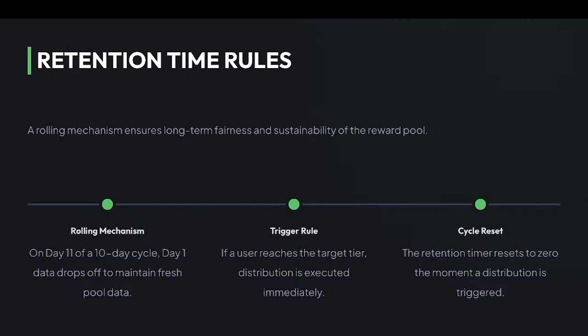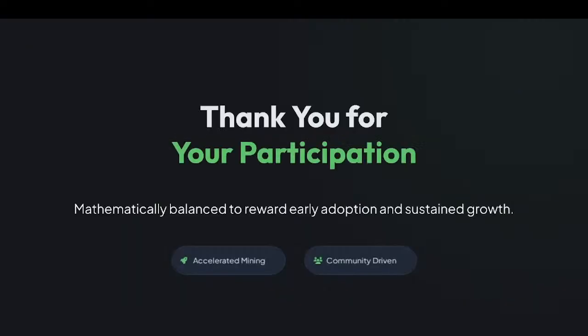to your wallet. So the fourth rule is the time reset. Once your reward is triggered and paid out, your retention time instantly resets. The old value is cleared, and you begin a fresh cycle to aim for your next tier payout. This cyclical design ensures the reward pool is never drained too quickly and remains mathematically sound for years to come, right? So that is the end of this slide.